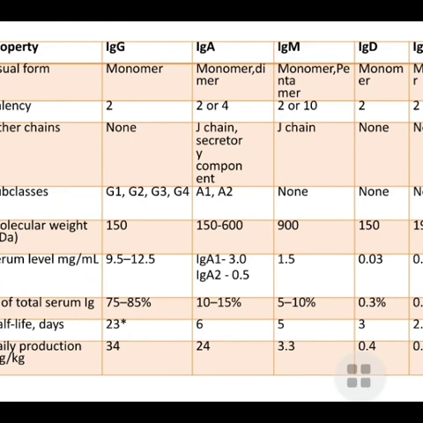And here in this particular table, we can have a comparative chart of different properties of different kinds of antibodies. So this was all about the differences between all the different classes of antibodies and their significance along with the functions of the antibodies.